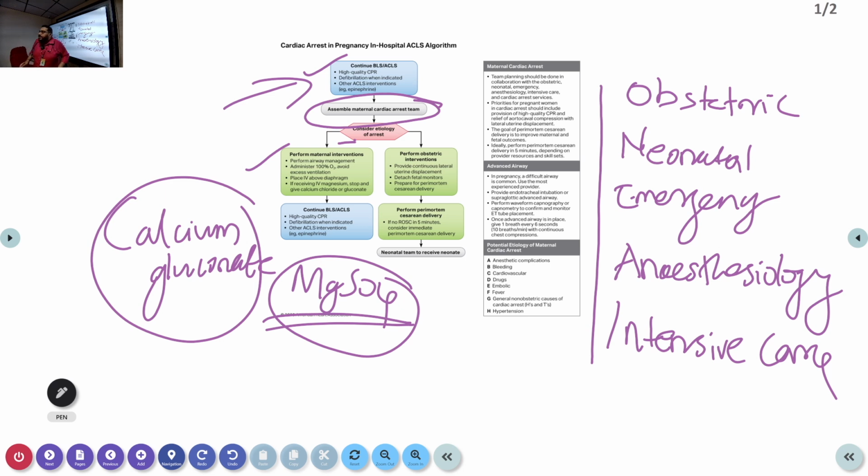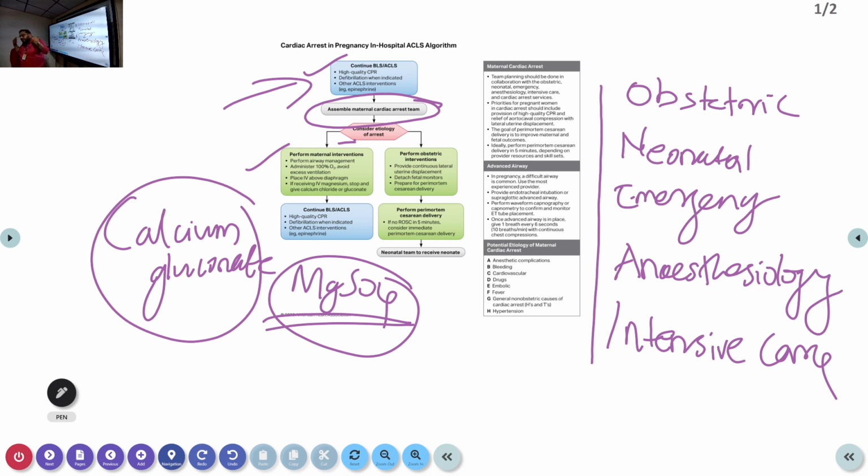Sometimes, if you have gone to the labor room, there will be something called a CTG apparatus. There will be some fetal monitoring devices attached to the abdomen. All those things we need to remove. If anything is attached, it needs to be removed because we may want that area for an emergency cesarean section. So what has happened? Maternal cardiac arrest has happened.